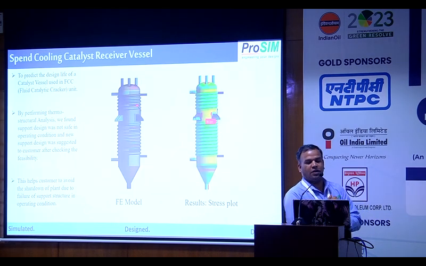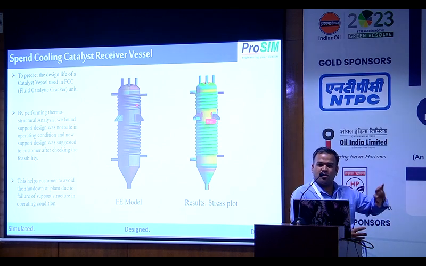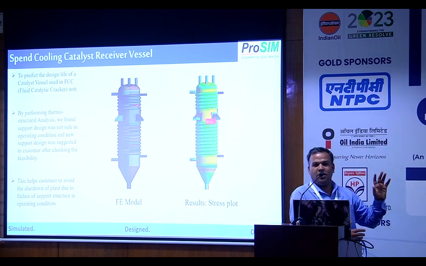So moving to the third example, it's a cooling catalyst receiver. It is a part of the fluid catalytic cracking unit, where it receives the catalyst and separates the hydrocarbons which are attached to the catalyst. Here it is still in the fabrication stage, not yet installed at the site. It is not purely fitness for service, but checking the structural integrity.